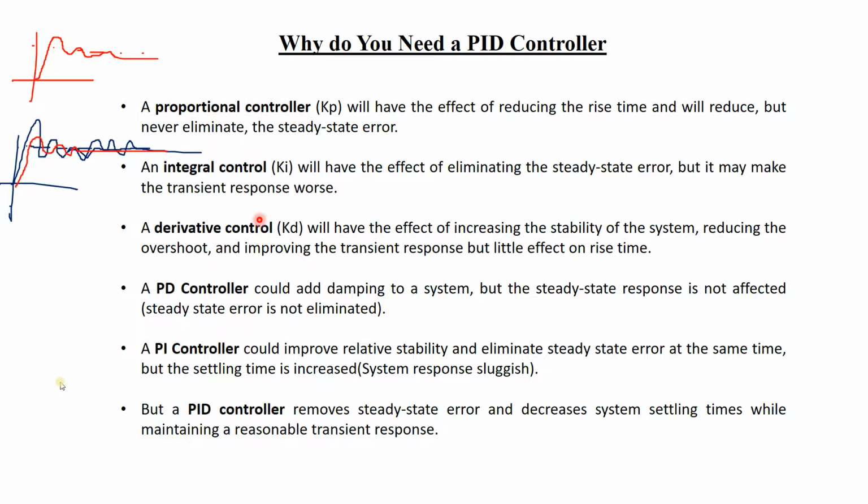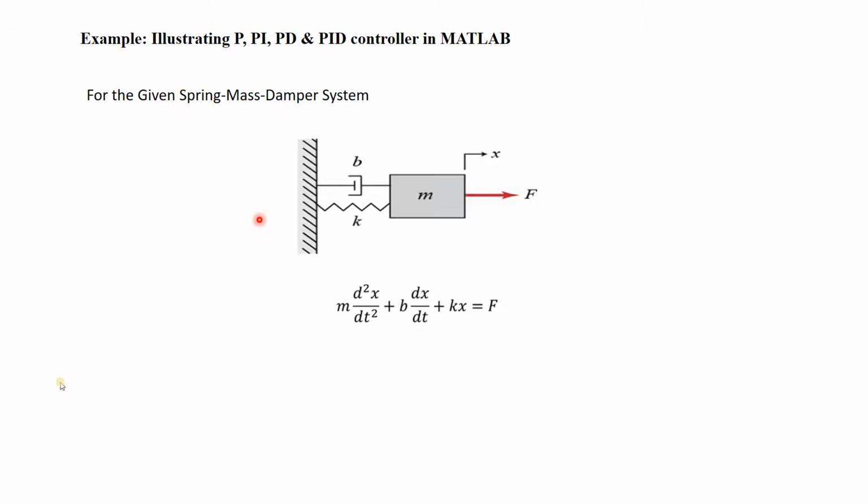But a PID control removes the steady state error and decreases the system settling times while maintaining a reasonable transient response. So it will minimize the error, removes the steady state error and decreases the settling time. Settling time also decreases and maintains a steady transient response.